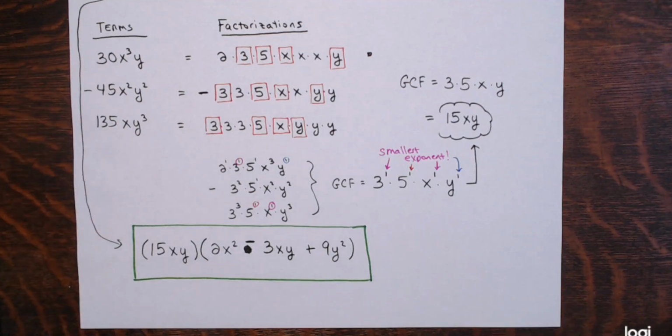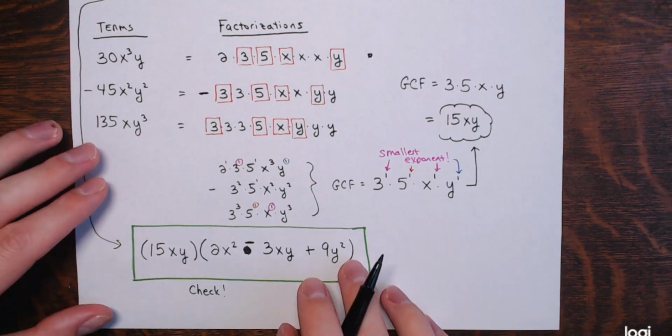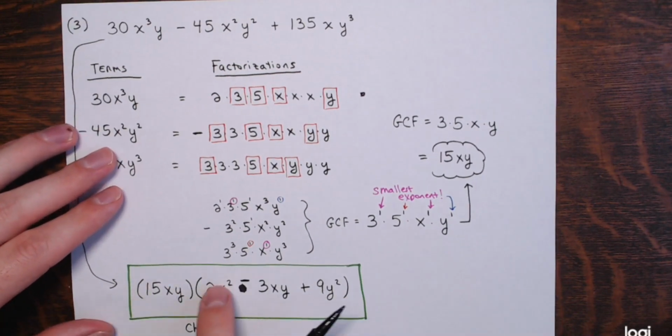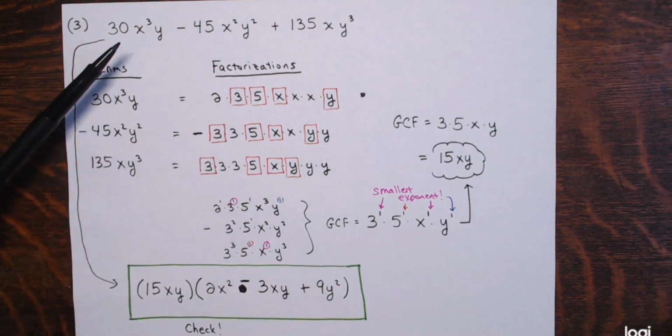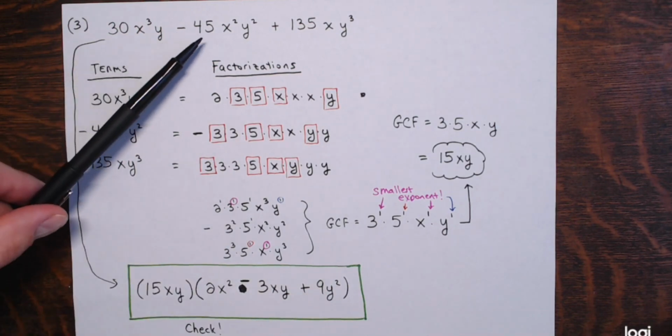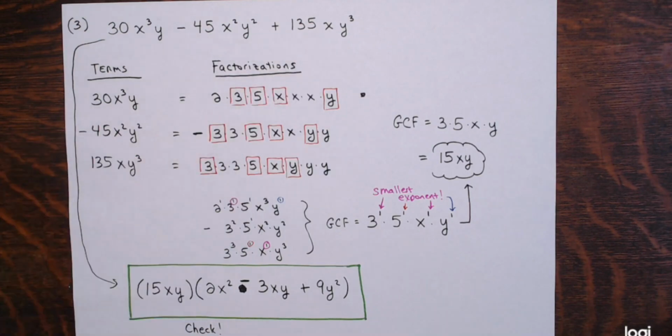And again, this time I'm going to leave it to you, but don't forget to check your work. Actually multiply, distribute the 15xy, and see if you get 30x cubed y minus 45x squared y squared plus 135xy cubed. See if you get that back, and you should, if you did things correctly. Or you could check with some testing with some technology, like that Desmos website.